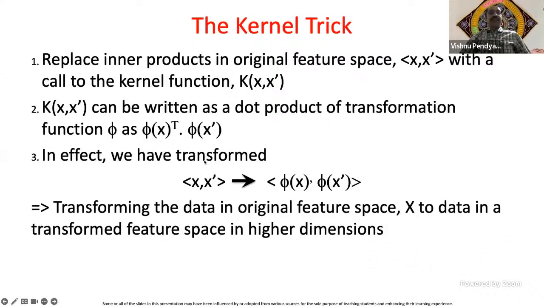So in effect, we have transformed the inner product in the original feature space into the inner product in the transformed feature space without actually doing the transform. So I kept my promise. I said that we will not visit the infinite dimension space and still get all the benefits of the infinite dimensions. And that's what the kernel trick basically did for us: transforming the data in the original feature space X to data in a transformed feature space in higher dimensions without actually visiting the higher dimensions.